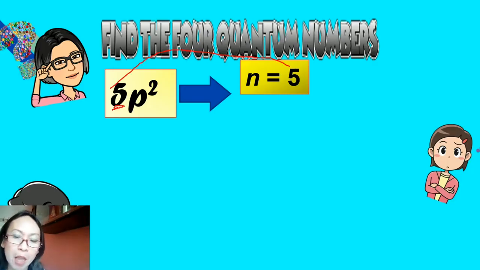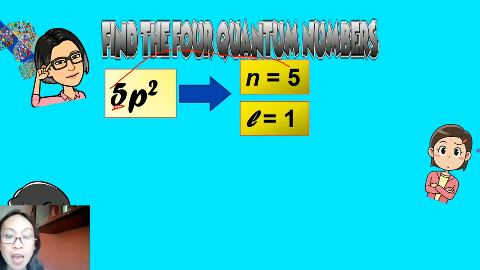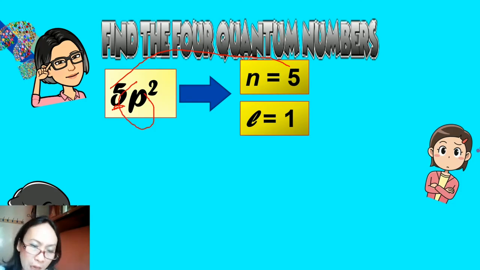Ayan po. For the next, we have L. So, L, take note, ano ba ang L natin? That is angular. Pag sinabing angular, kailangan natin i-check ang sublevel. Ano ba ang sublevel natin dito? Yung P. Okay. Now, ano ba ang value ng P? P is equal to 1. That's why our angular is 1.